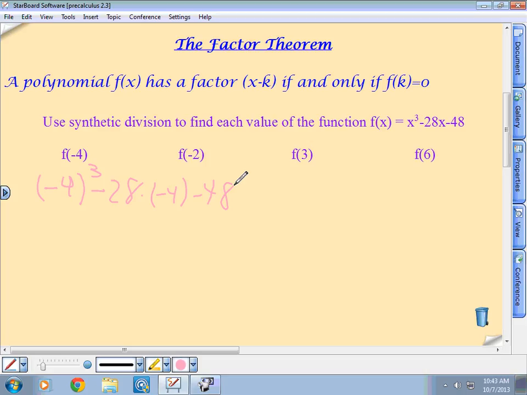Did you get it? What are we looking for? f of -4. Just what's it evaluate out to? If you put a -4 in, which I did here. Then why is it asking us to do synthetic division?